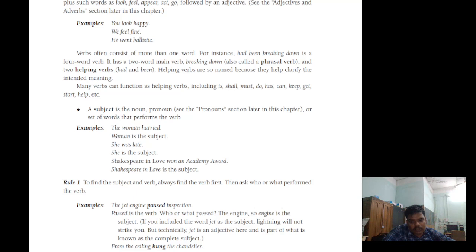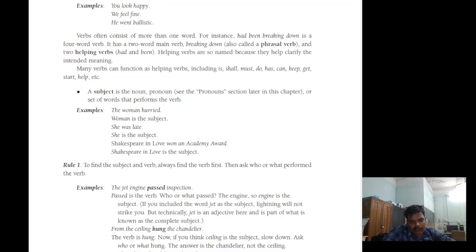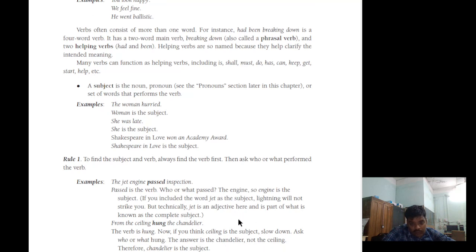From the ceiling hung the chandelier. Here the verb is hung. Now if you think ceiling is the subject, slow down, ask who or what hung. The answer is the chandelier, not the ceiling. Therefore, chandelier is the subject. From the ceiling hung the chandelier.